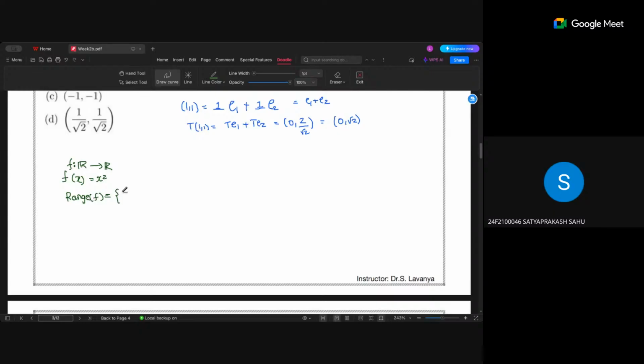Please mute. So it is actually, by definition, the set of all f of x such that x is in R. So you take any real number. What is the minimum value of this x square? Is there any minimum value first of all for this x square? Yes, 0. So the minimum possible value is 0. What about the maximum possible value? Infinite. So this is the range, right? It is the set of all f of x such that x is in the domain R, and you find out what they are.